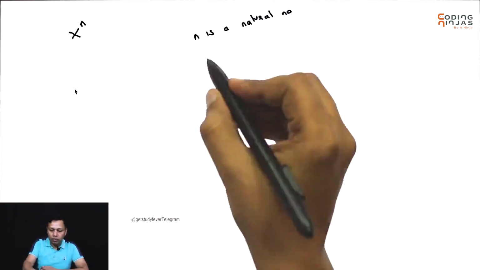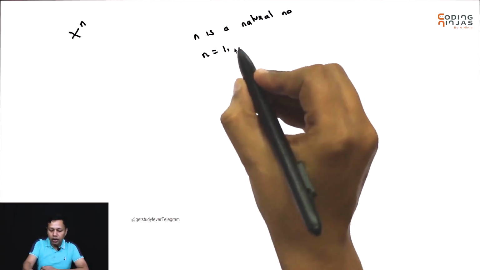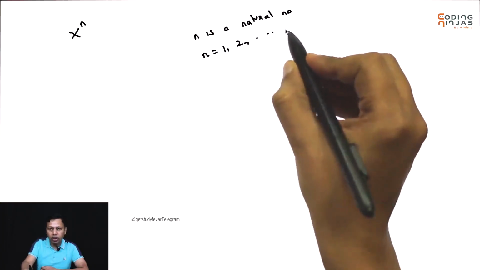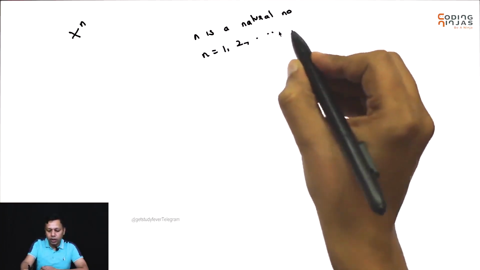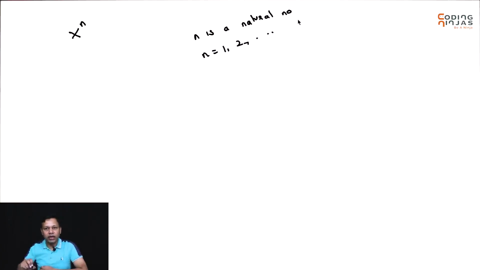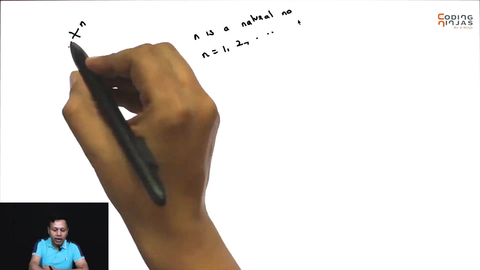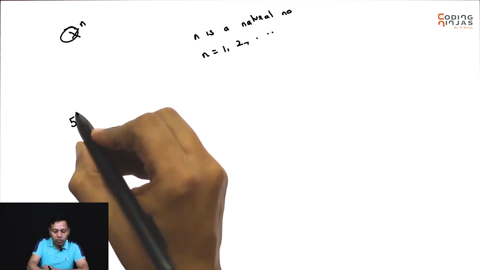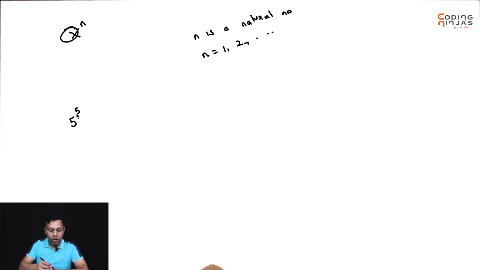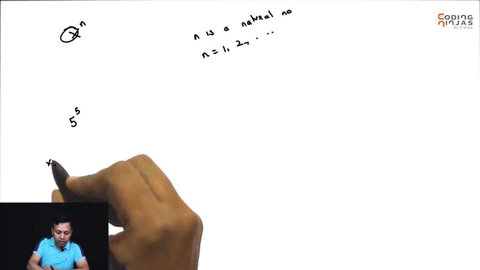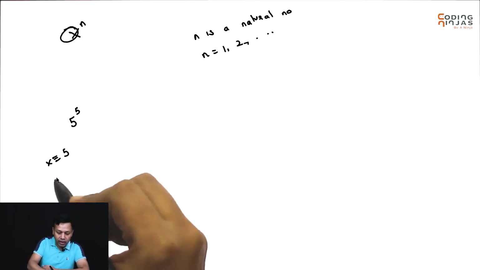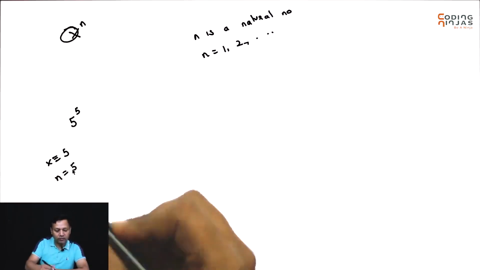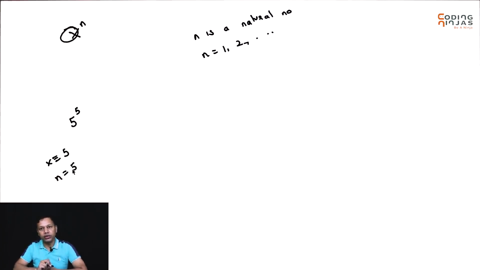My n can be 1, 2, 3 or any natural number, and x can be any number. Suppose I have to calculate 5 raised to the power 5. Here my x is 5 and my n is also 5, and I have to use recursion to calculate this number. So what should be the way?